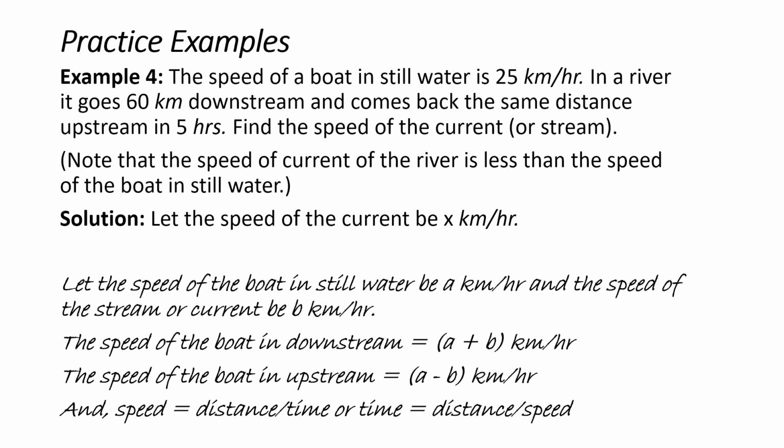Now let us recall and understand some concepts. If the speed of the boat in still water is some a kilometers per hour and the speed of the current is b. Remember, boat is a and the current is b. Then downstream it will go fast. So the speed of the boat downstream will be more, which is a + b kilometers per hour: speed of boat plus speed of current. And if it goes upstream, it will be a − b, means speed of boat minus speed of current. And one more formula we have: speed is distance upon time, or time is equal to distance upon speed. So we will use this in the solution.